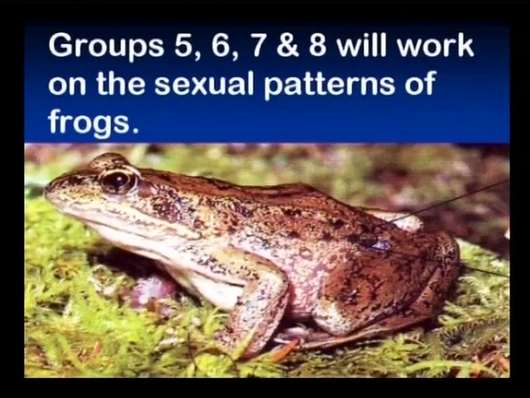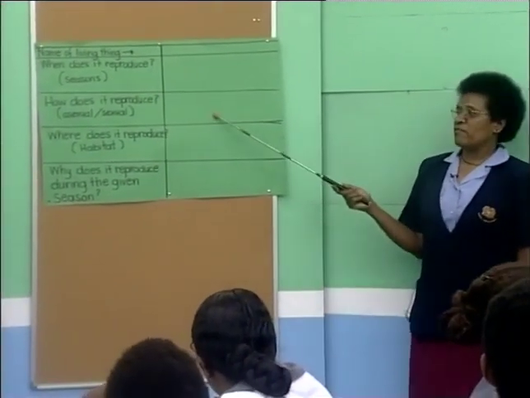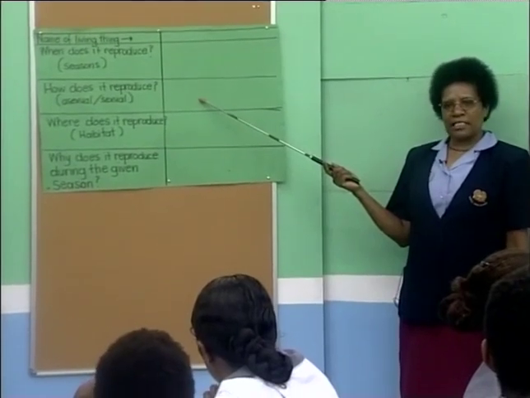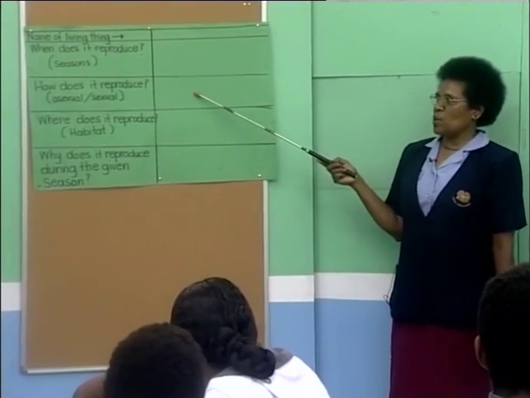Now groups 5, 6, 7, 8, and 9. I missed out 9. I thought we have only 8 groups. You're going to work on the sexual patterns of frogs. Now, to do that, receiving students and teachers, the model class has your worksheets, but for our friends in the receiving schools, you should have a worksheet like this. If you don't have it, then have it done quickly. So you can use this one.